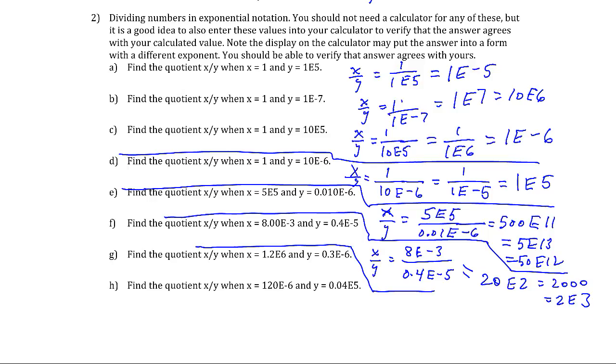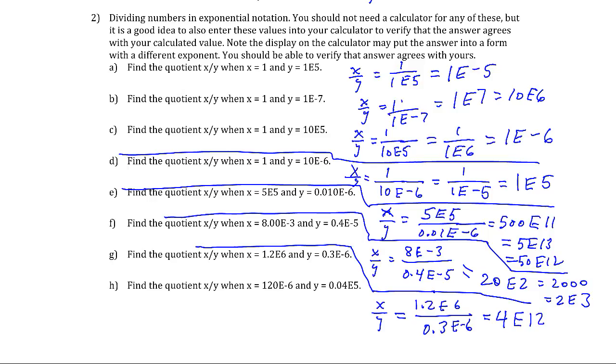For part G, I have x over y is equal to 1.2e to the 6th over 0.3e to the minus 6th. My gosh, e to the minus 6th in the denominator. Okay, 1.2 over 0.3 is a 4, because 4 times 3 is 12. And the 10 to the minus 6 in the denominator becomes 10 to the plus 6 in the numerator, so it gives me 4e to the 12 as the quotient there.